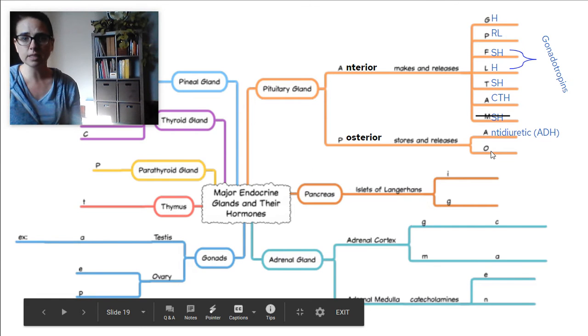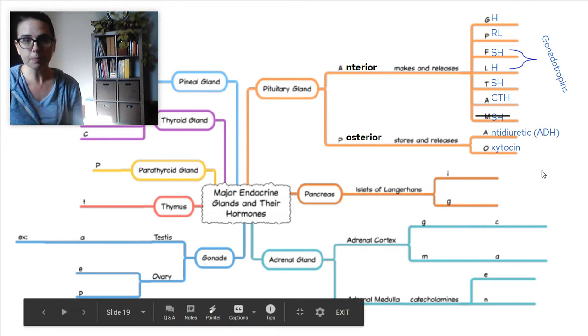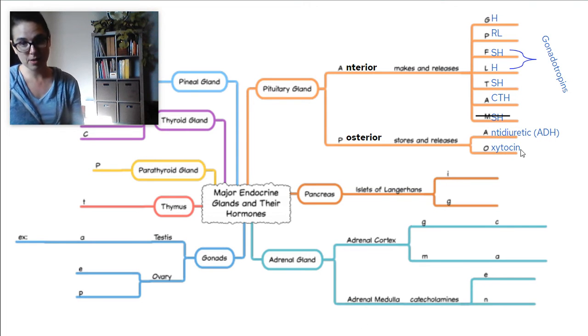OT is also oxytocin, abbreviated OT. This is what is going to stimulate uterine contractions during childbirth, as well as not the production of milk, but the ejection of milk from the nipples whenever childbirth has happened and the mom's breastfeeding. Prolactin makes the milk. Oxytocin ejects the milk and also contracts the uterus.